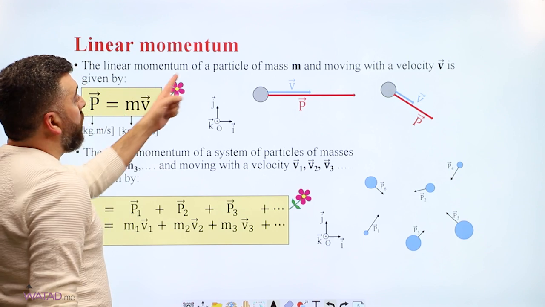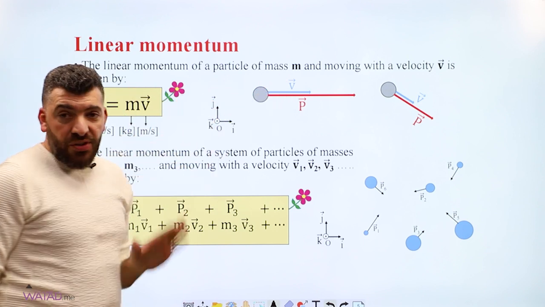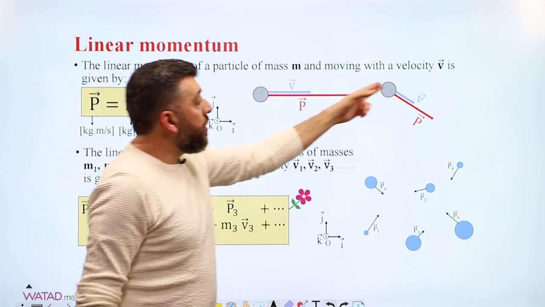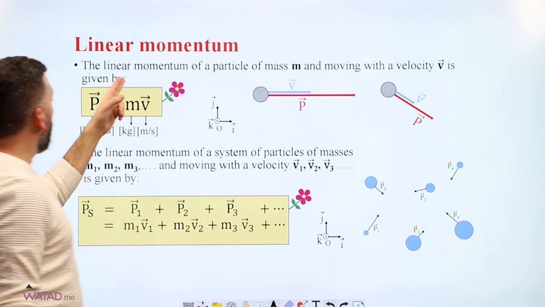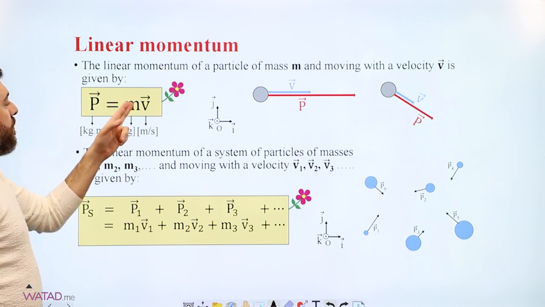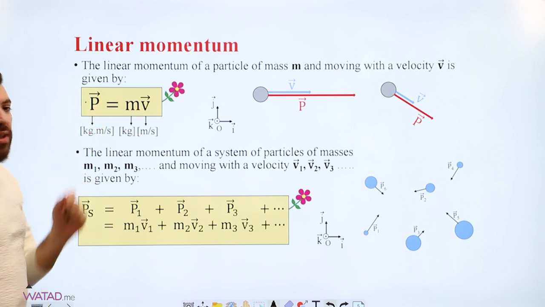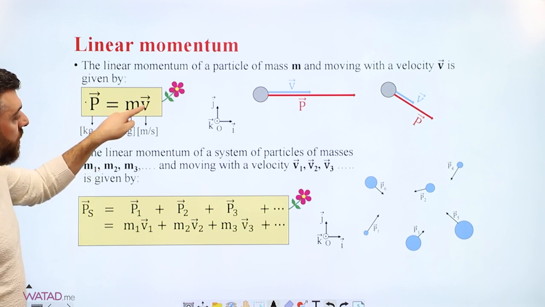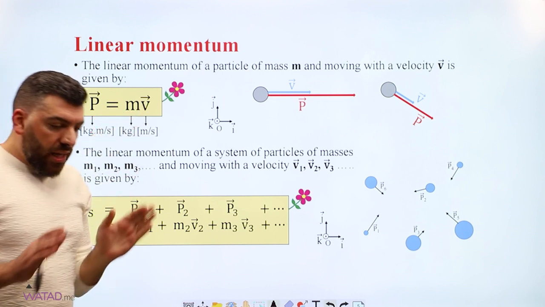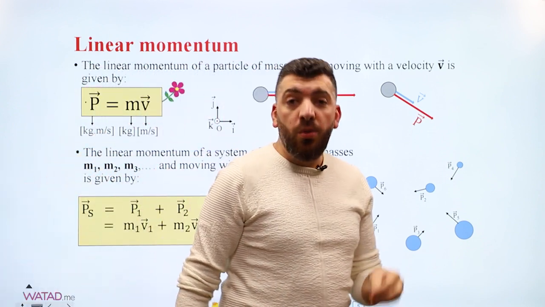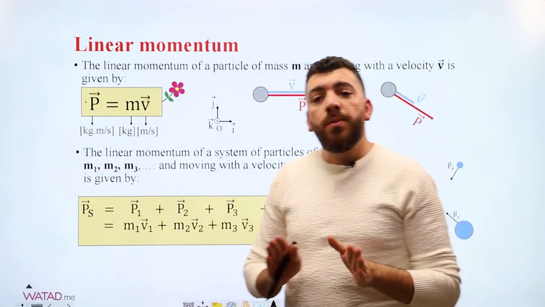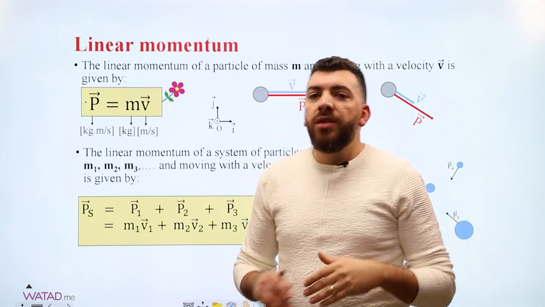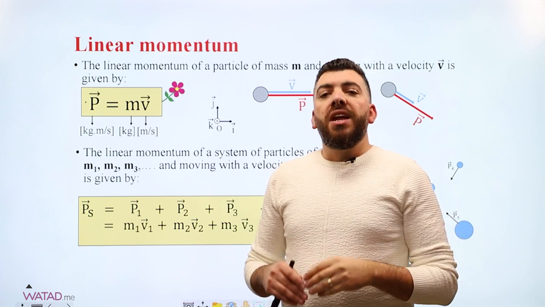The linear momentum of a particle of mass m, as a definition: the linear momentum of a particle of mass m moving with a velocity v is given by p equal to mv. This is the symbol for linear momentum, p vector equals m times v. So if you have any object that has a mass m and is moving with velocity v, its linear momentum is simply m times v.